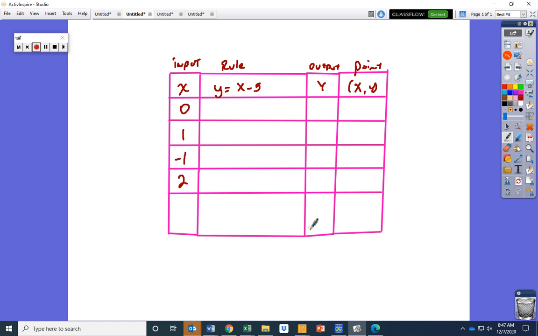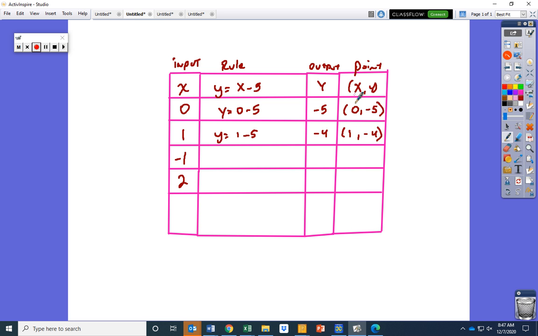So if I was to use these 4 points, I'm going to plug this in now. y equals 0 minus 5. What's 0 minus 5? Negative 5. So my first point is going to be 0, negative 5. Everybody with me so far on what I did? What about over here? y equals 1 minus 5. What's 1 minus 5? Negative 4.